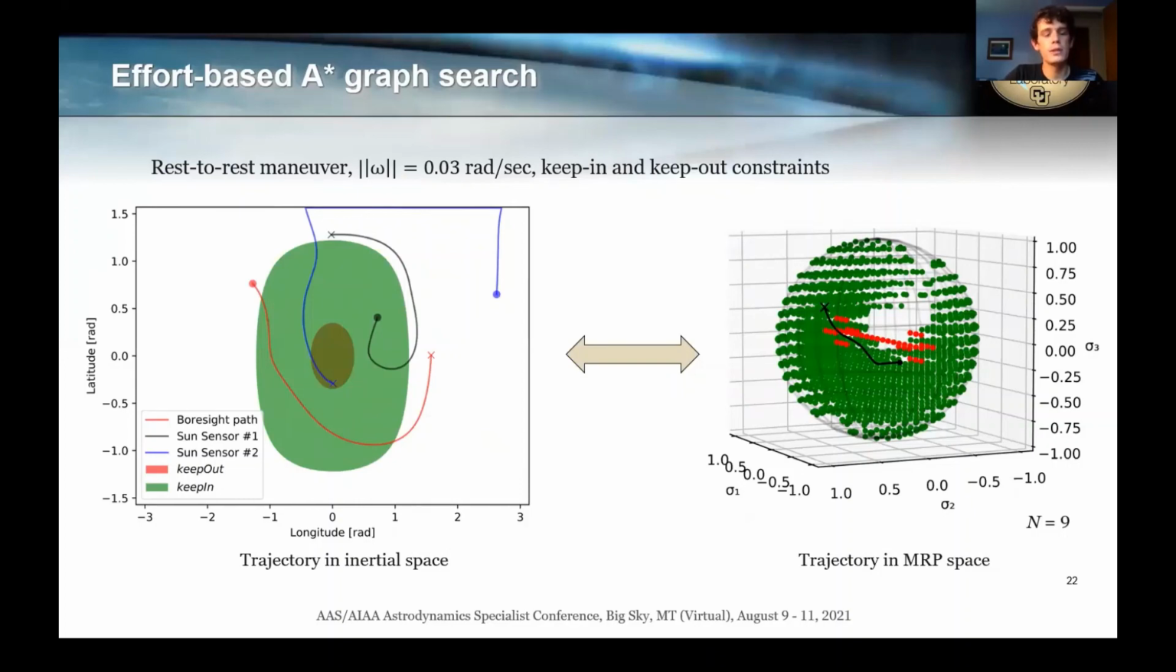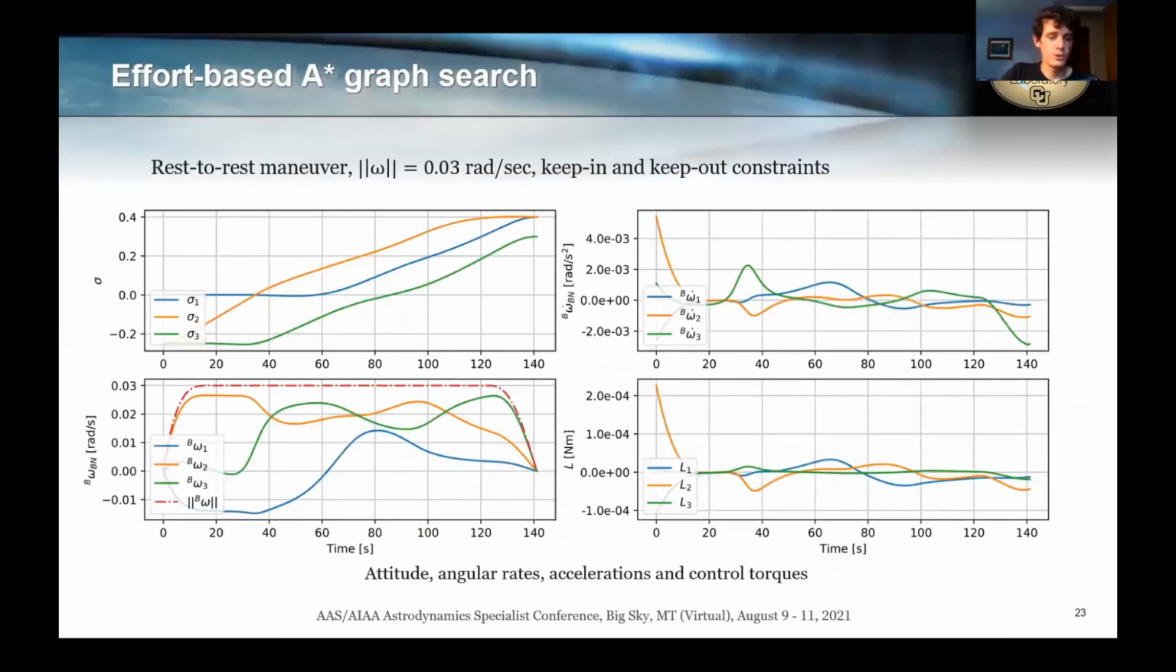So we can see from the boresight paths that the sensitive instrument in red is still constraint compliant because it's avoiding the red keep-out constraint. And the two sun sensors are also constraint compliant because at all times, at least one of them is able to see the sun because it is within the green keep-in constraint. Specifically, sun sensor number 1 is constraint compliant in the beginning, and sun sensor number 2 is constraint compliant in the end. And these are just the regular plots for a rest-to-rest maneuver.